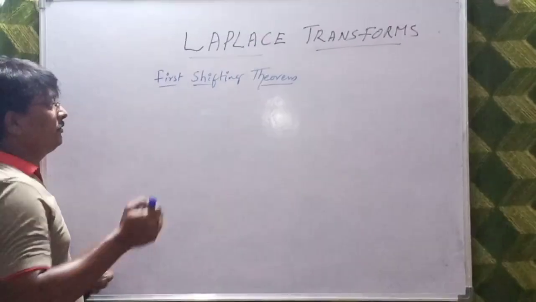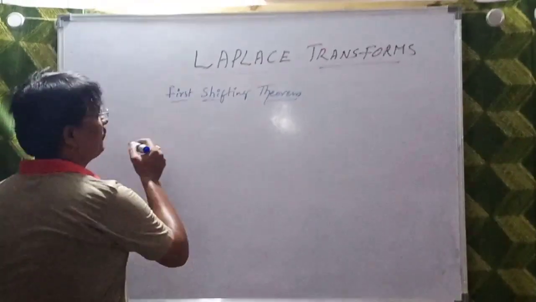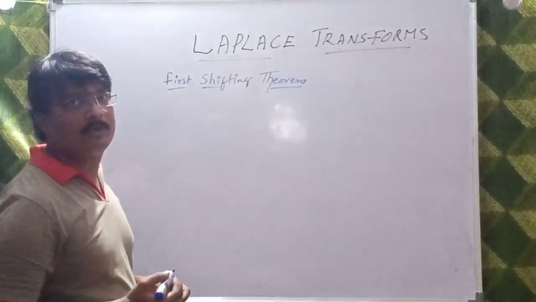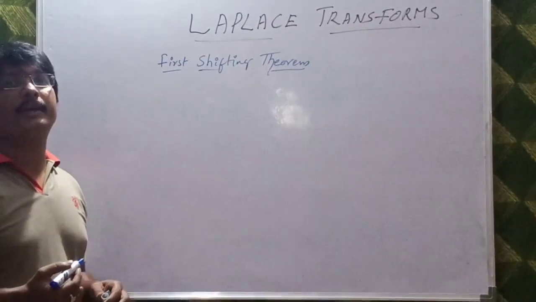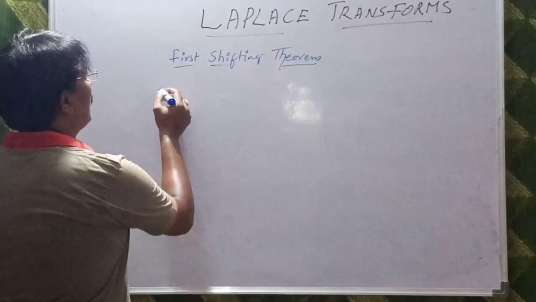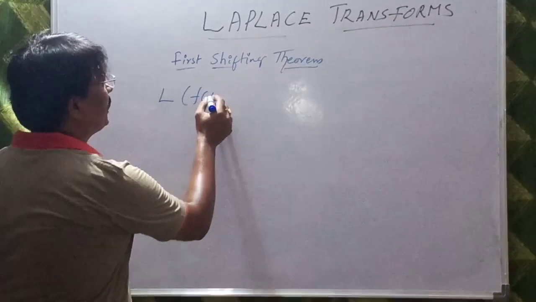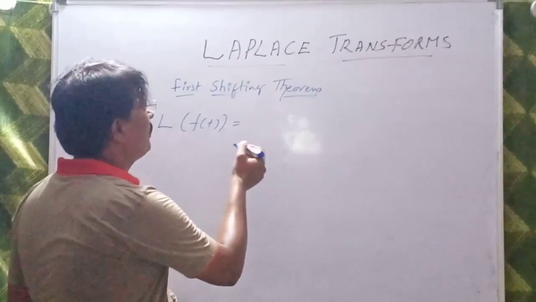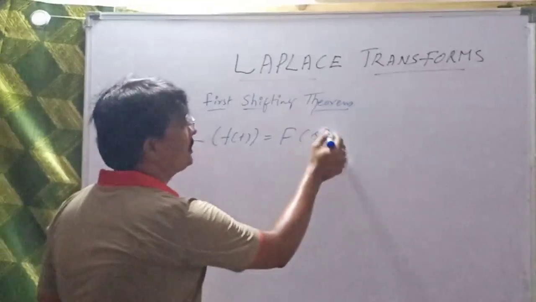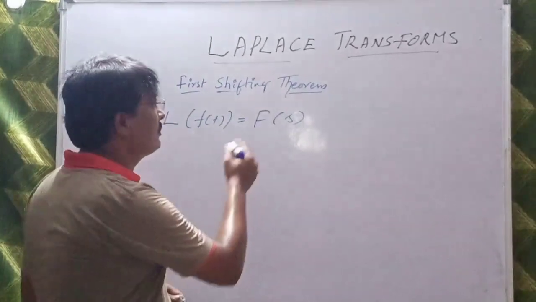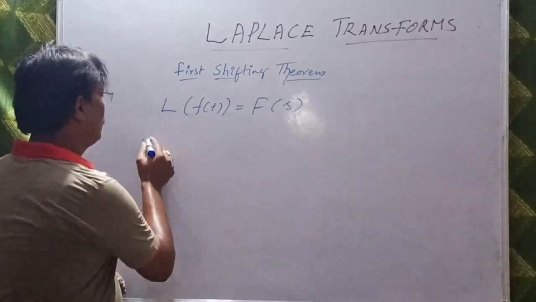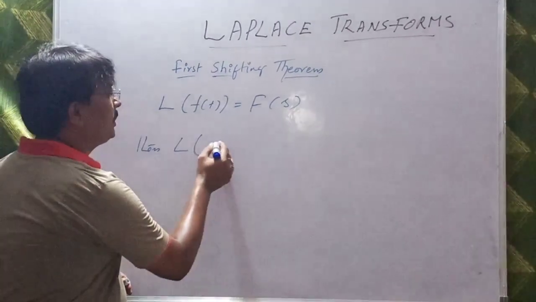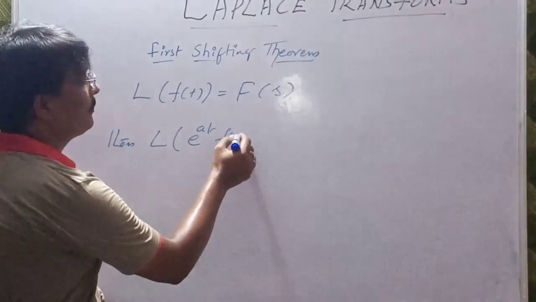First of all, assume f of t is a piecewise continuous function having exponential order a. Then the Laplace transformation of f of t, a function of s, we write as capital F of s. Then what is the Laplace transformation of e to the power of at times f of t?